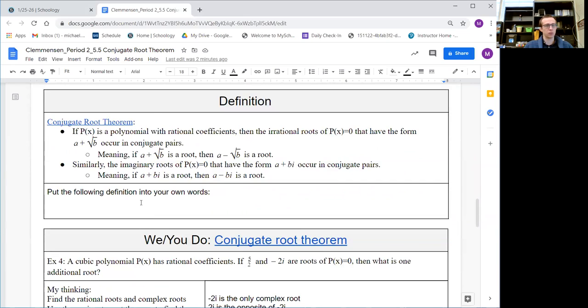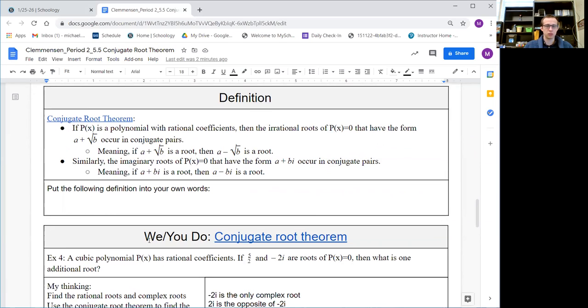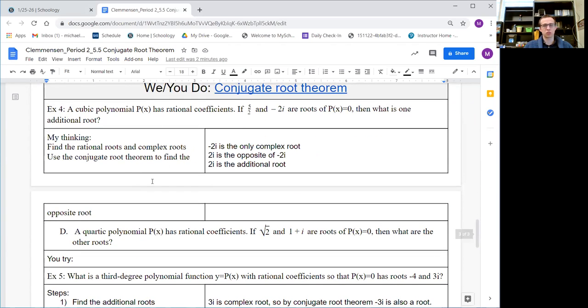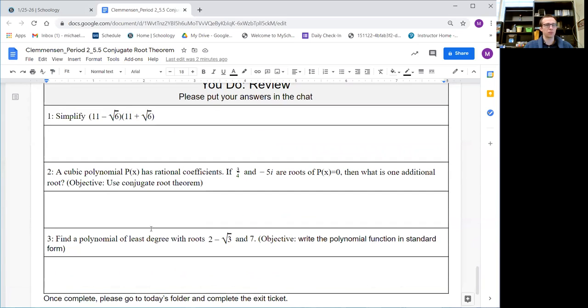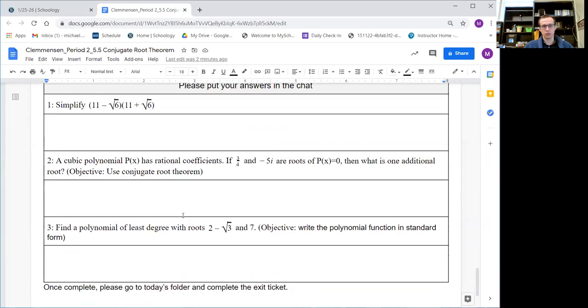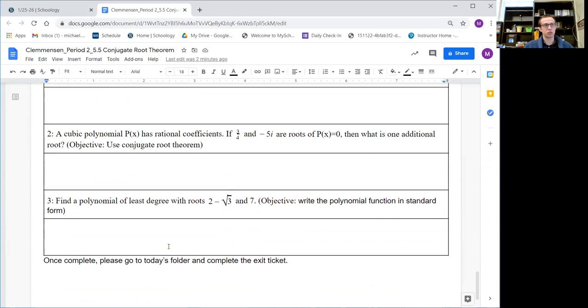All right. Then we'll go into the definition of conjugate root theorem, and a little bit of how to use it, and then we'll get our final thing where we're actually going to answer some problems using our conjugate root theorem. Okay. We'll have two problems down there, and then we have some you do problems at the very bottom. So that will be done. All right, you'll do your exit ticket at the very end, making sure to do that since that's how the school does attendance. Make sure you always do those exit tickets.